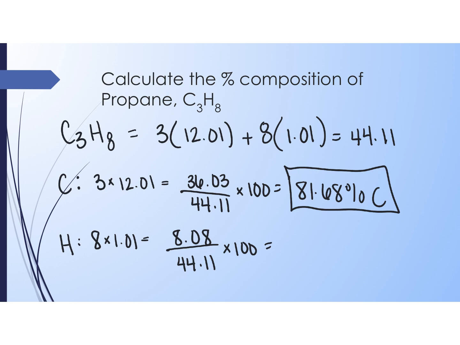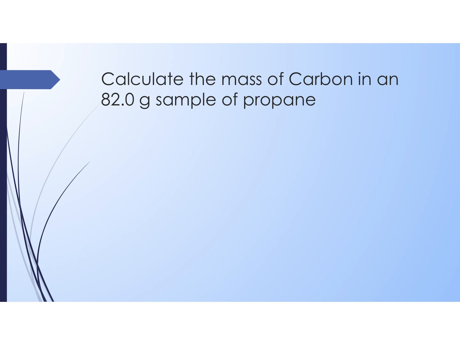We should be getting 18 something. Okay, what are we getting? 18.32%. Okay, and then how do we check our answer to know that we didn't make a mistake? Add them. What should they add up to? Good. All right, so now this one is an extension from the previous problem.